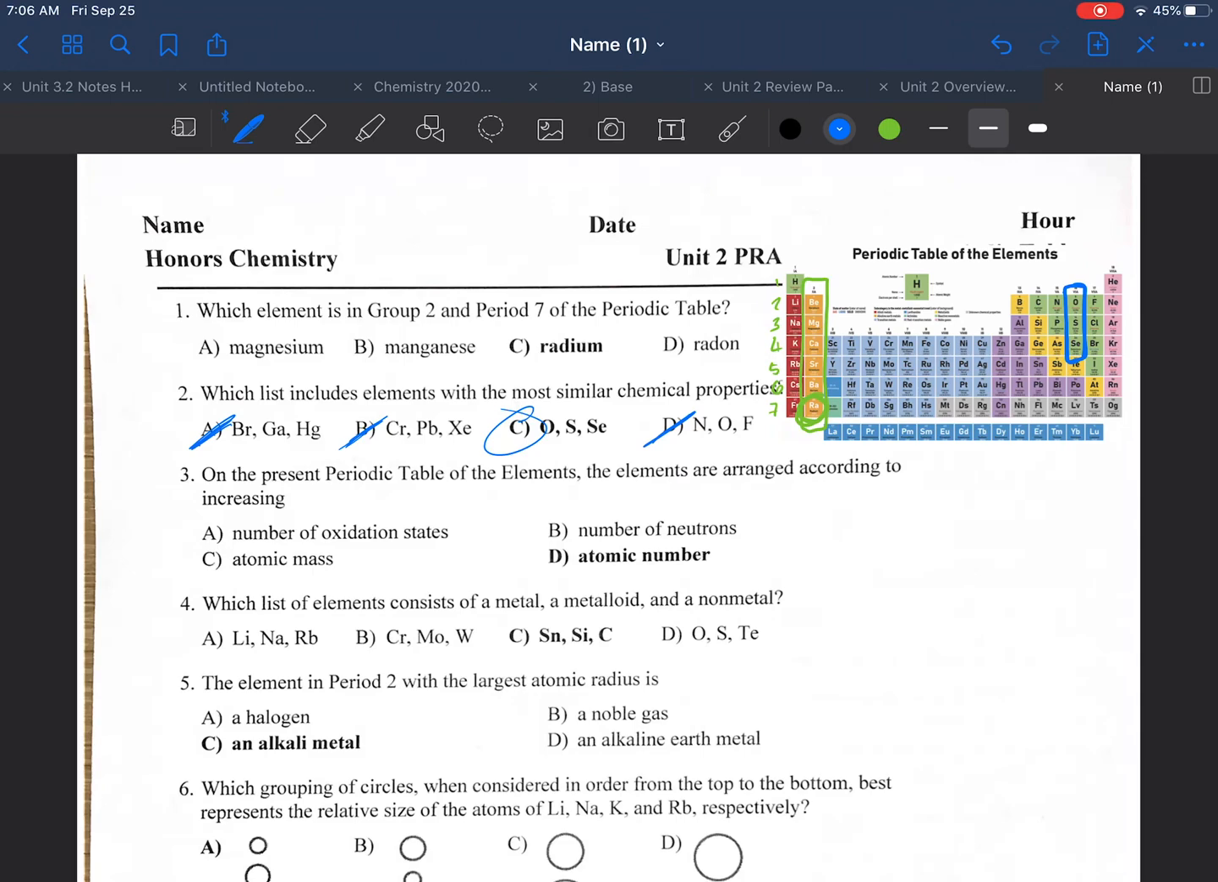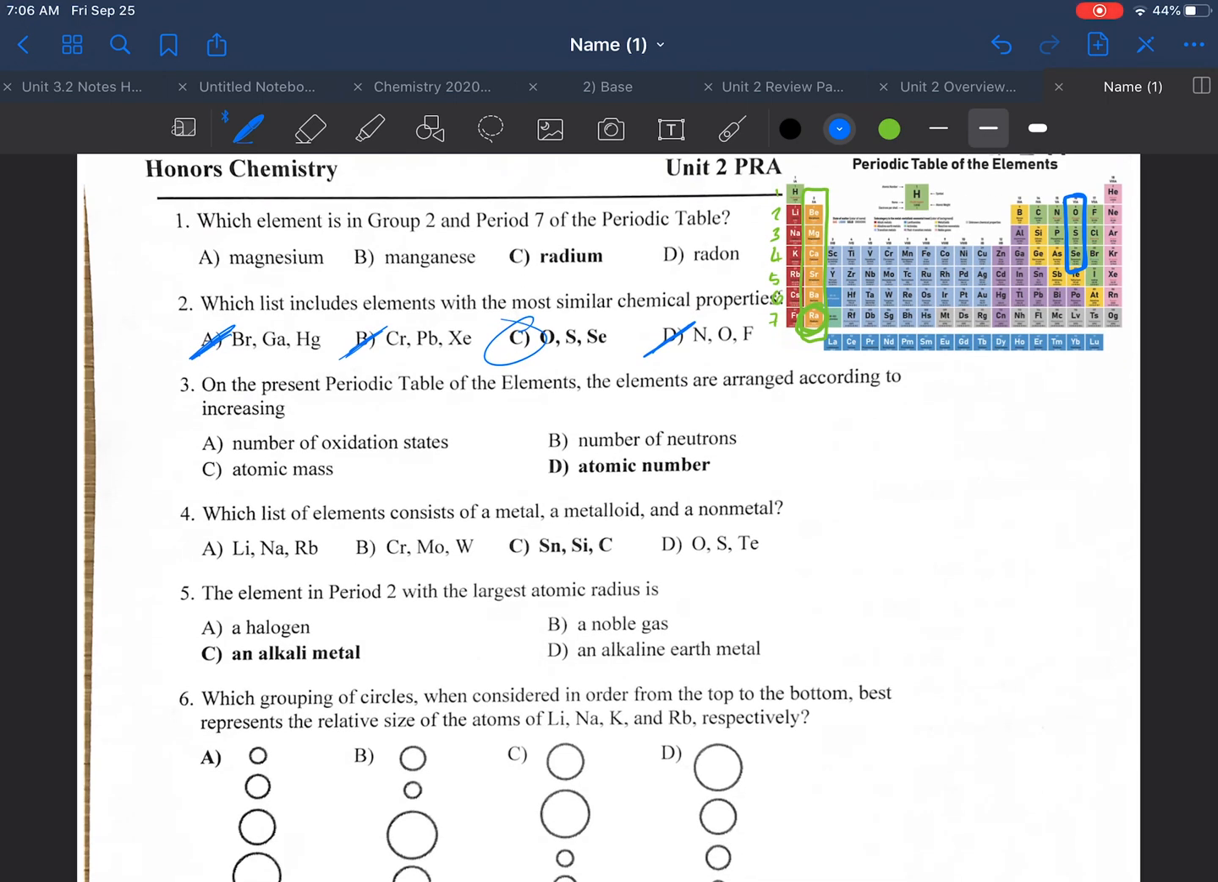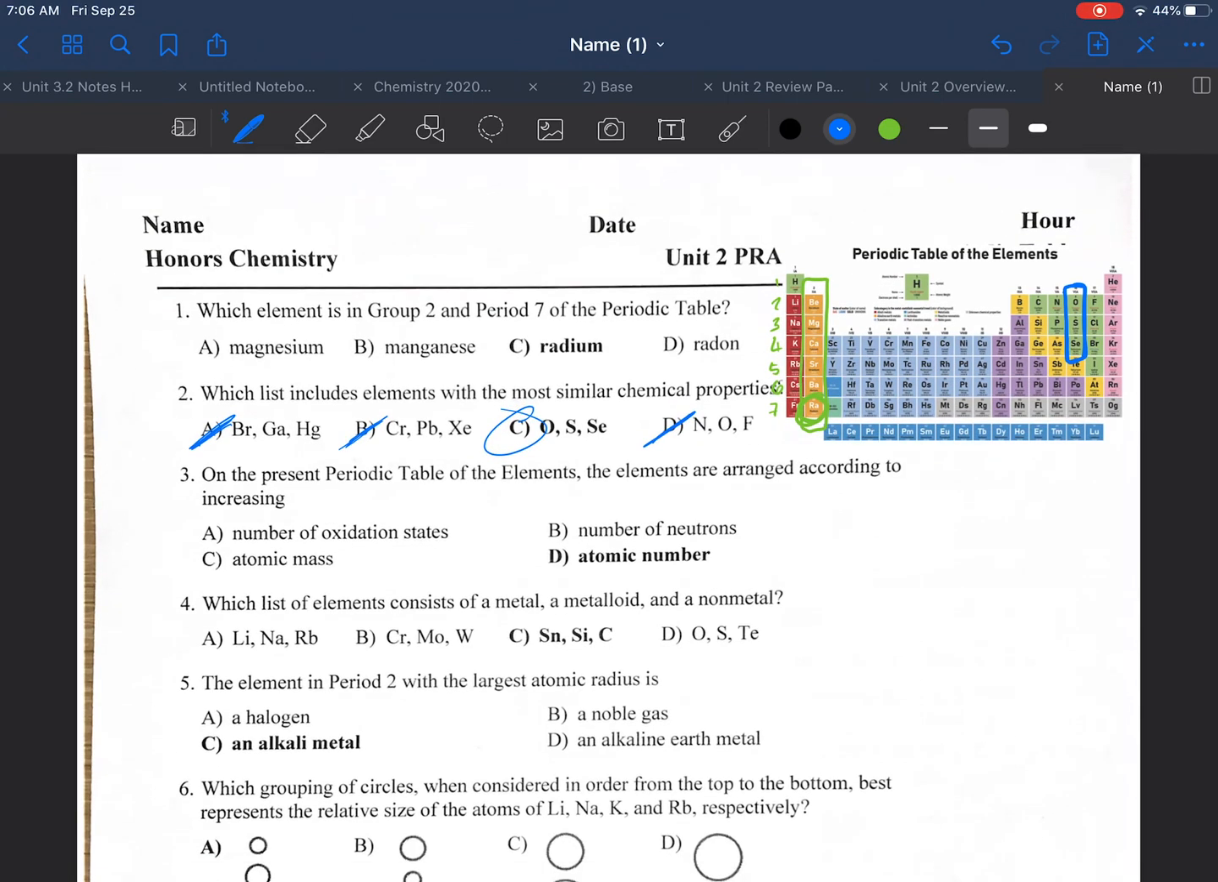Okay, and then the periodic table, you should know that it's arranged according to increasing atomic number. And which list of elements consists of a metal, metalloid, and nonmetal? This has to do with recognizing where the metals, metalloids, and nonmetals are on the periodic table. On this table I have pulled up, all the metalloids are in bright yellow over here. Everything to the right is a nonmetal, everything to the left is a metal. And so the only one that has all 3 is C here, because we have a metal, a metalloid, and a nonmetal.